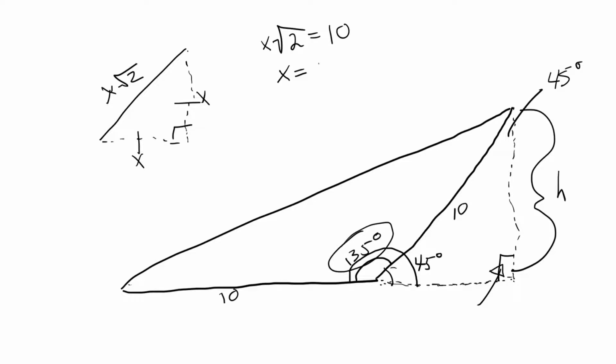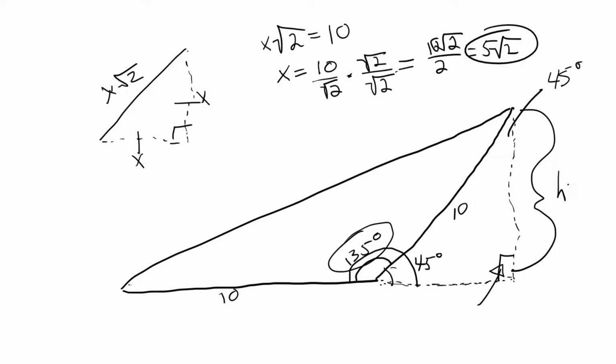This means that x is equal to 10 over root 2, but I can move that radical to the top if I want by multiplying top and bottom by root 2 over root 2. Because essentially that's just multiplying by 1. If you multiply by 1, you don't change the value of the original number. So that would give me 10 root 2 over 2, which is also equal to 5 root 2. So I know that the height is equal to 5 root 2.